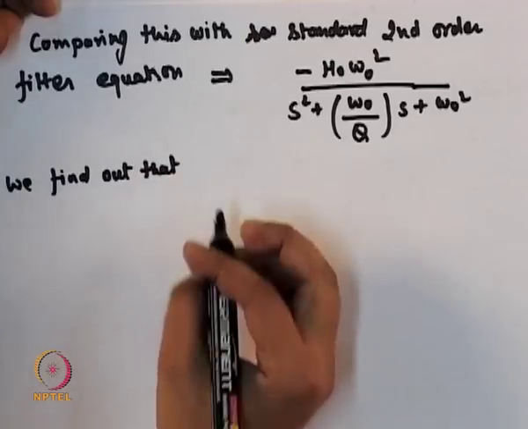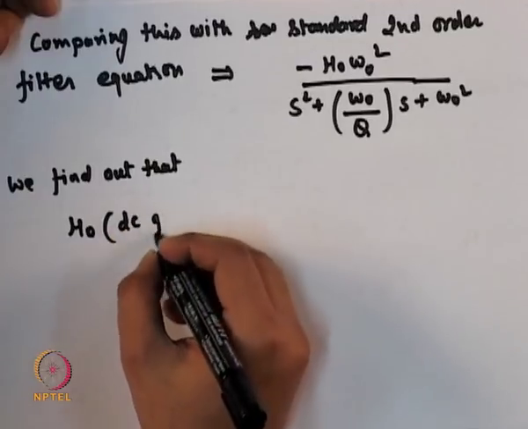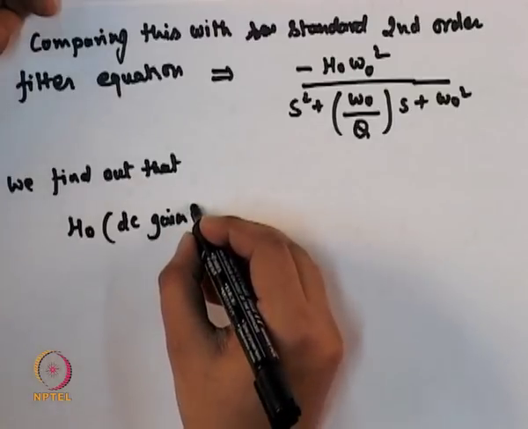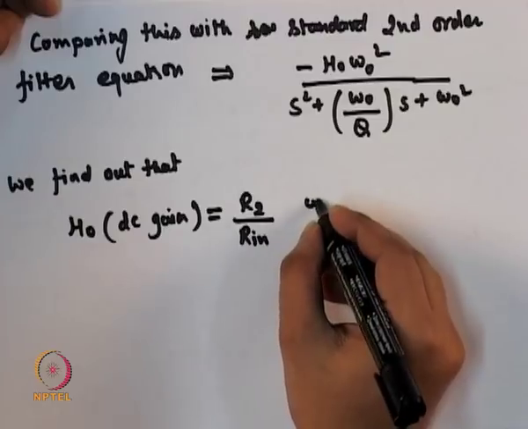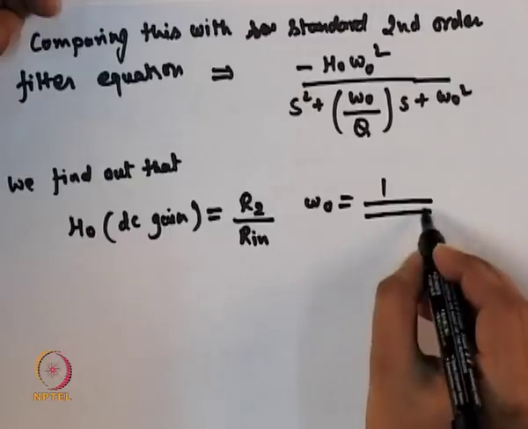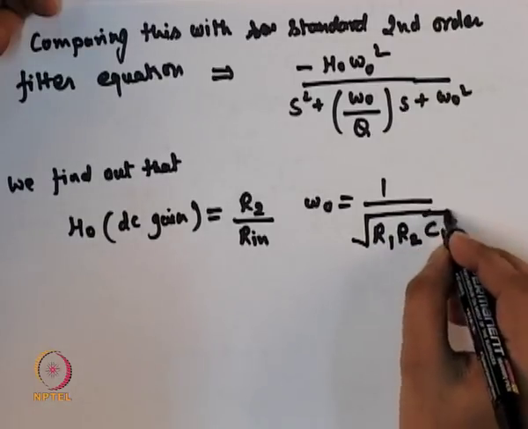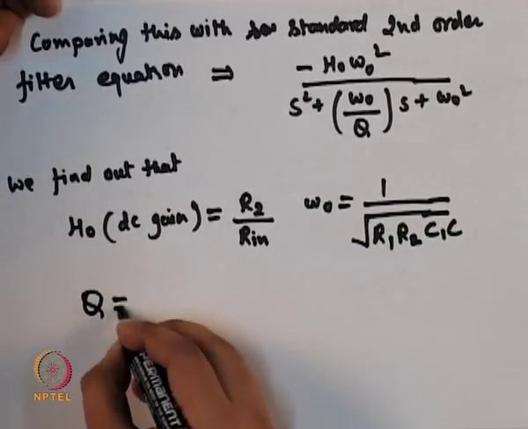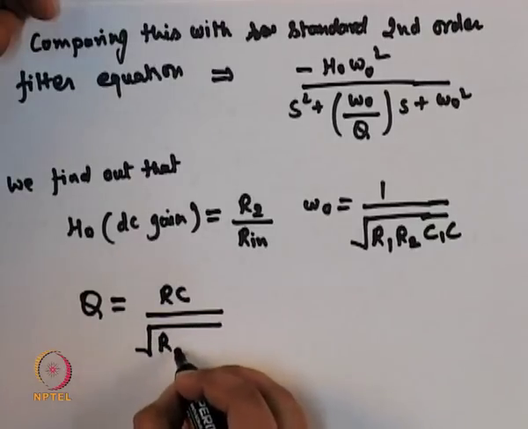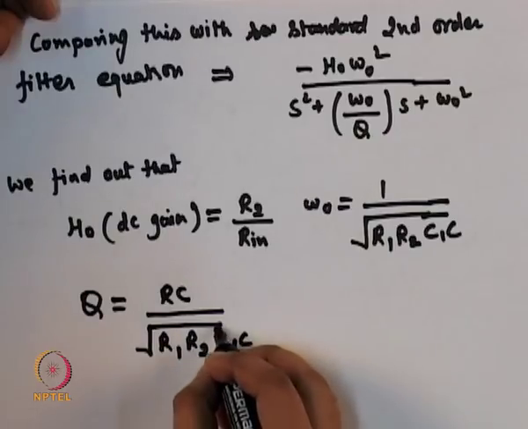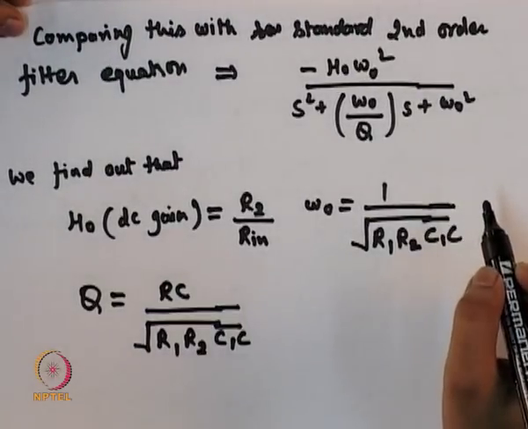that H naught, the DC gain, equals R2 upon Rin, omega naught equals 1 upon the square root of R1 R2 C1 C, and Q equals RC times the square root of R1 R2 C1 C. This is the comparison with our chosen circuit.